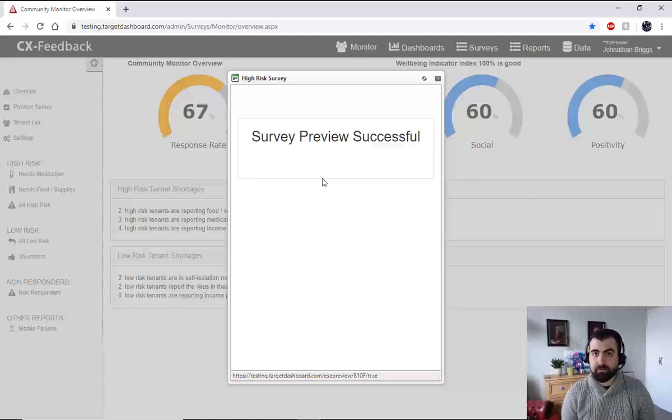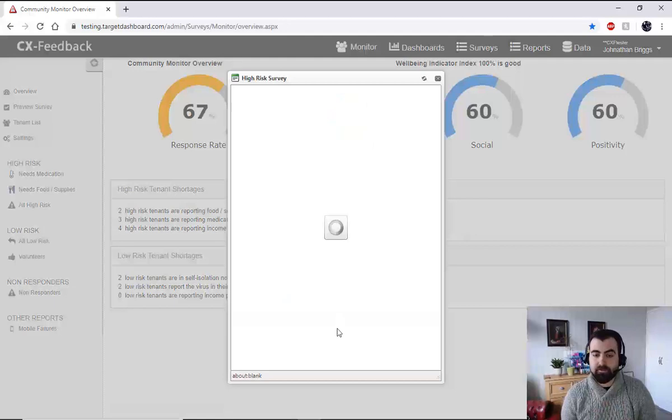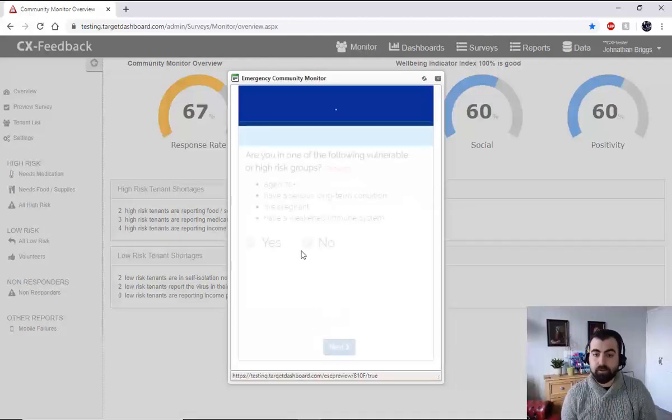With the full survey, you'll get a thank you page here, which can be completely customized to the individual housing association. We can use it to give any information we want, direct people who need benefits to the right benefits page, people who haven't got exercise to the exercise page, and we can completely customize it to exactly what you need. And then we can preview the survey for the low risk people.